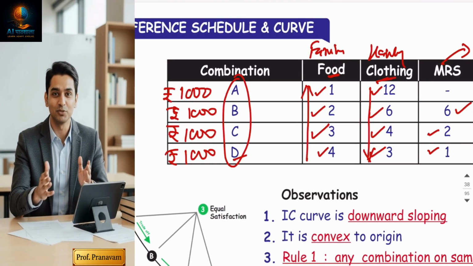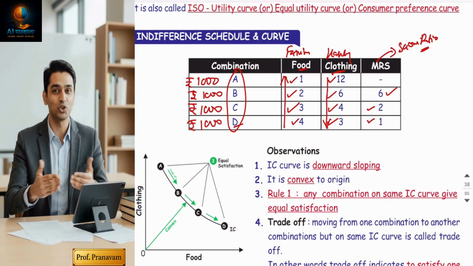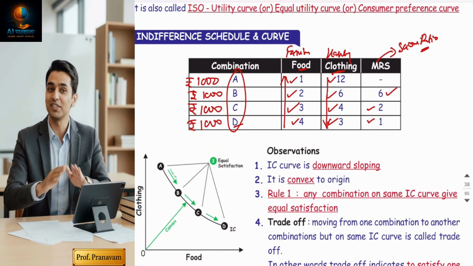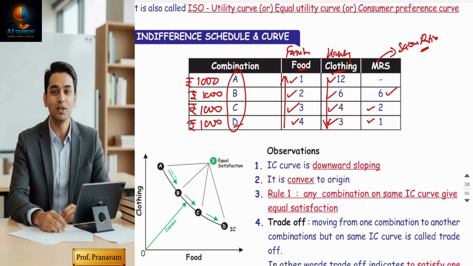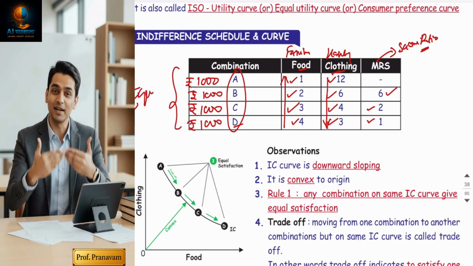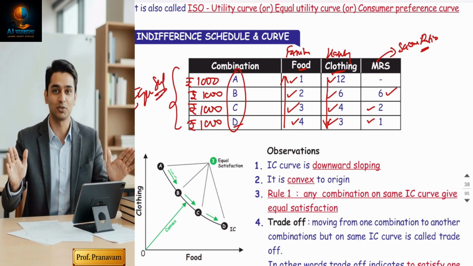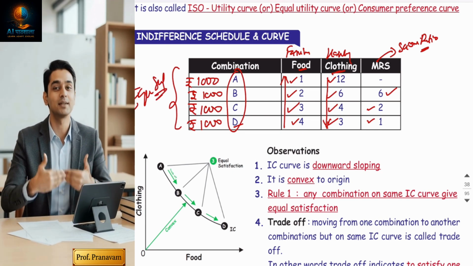And you know what? These combinations are giving me equal satisfaction. No combination is giving me higher satisfaction or lower satisfaction. All combinations give me equal satisfaction, right? Now you have to make a choice which combination you have to purchase.